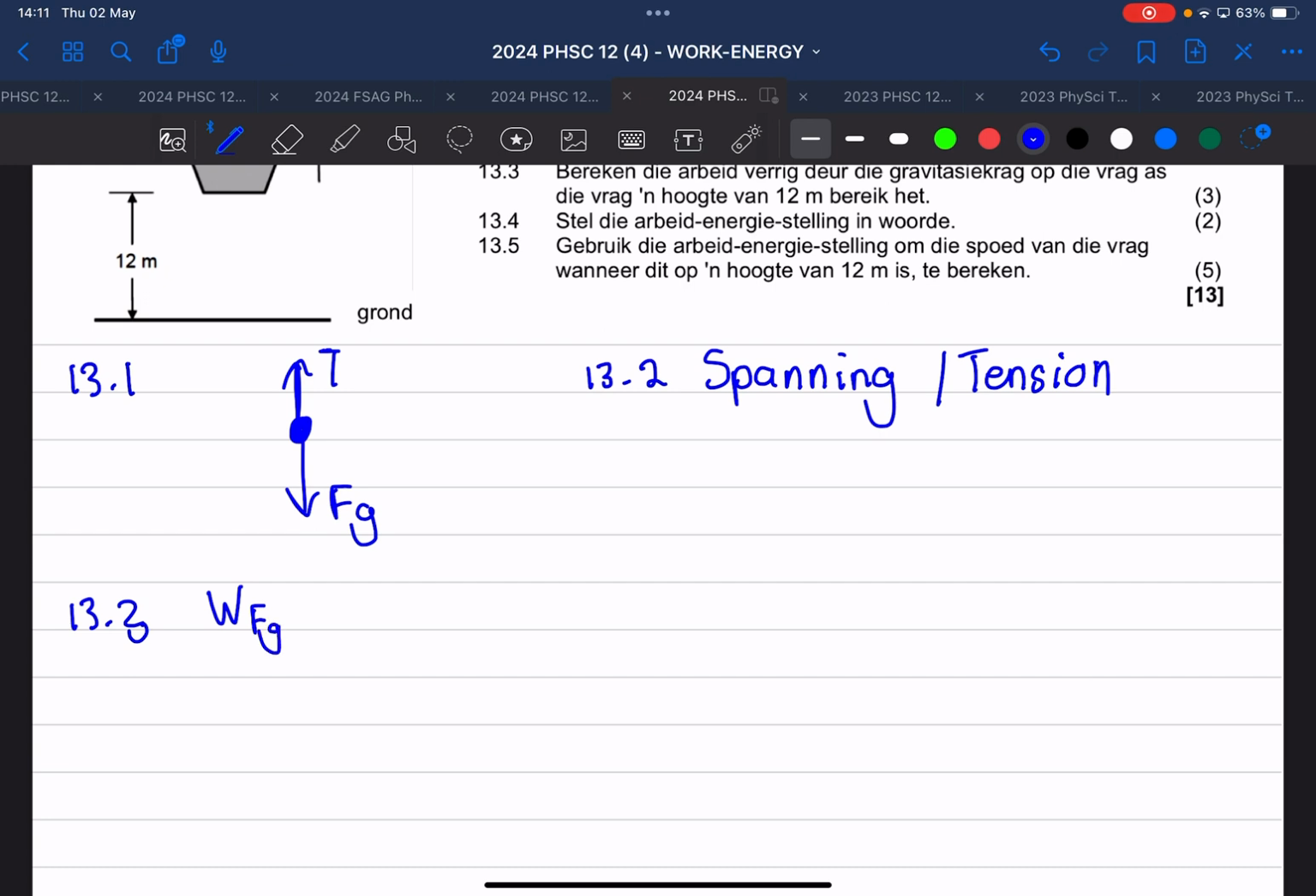Do you guys remember the equation? Yes. So in this case we will have Fg delta x cos theta.